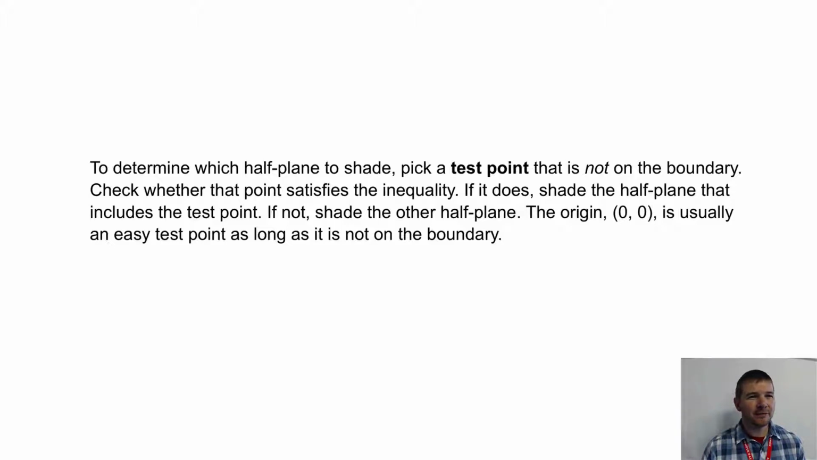To determine which half plane to shade, pick a test point that is not on the boundary. Check whether that point satisfies the inequality. If it does, shade the half plane that includes the test point. If not, shade the other half plane. The origin, the point (0, 0), is usually an easy test point as long as it's not on the boundary.